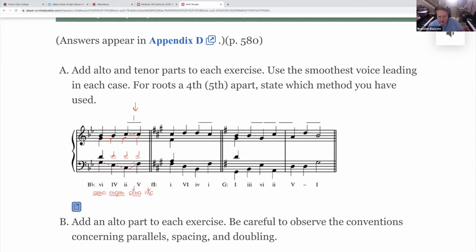Let's look at number 2. We're in F sharp minor. F sharp, A, C sharp, going to D, F sharp, A, going to B, D, F sharp, going to F sharp, A, C sharp.